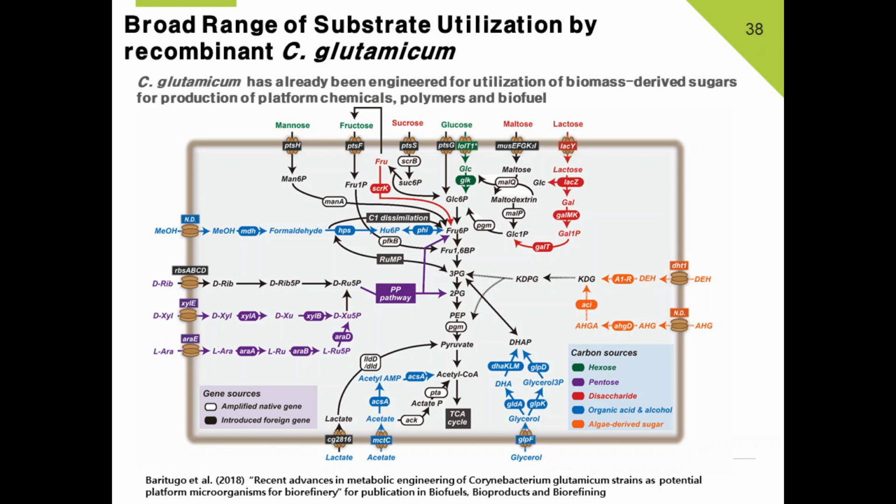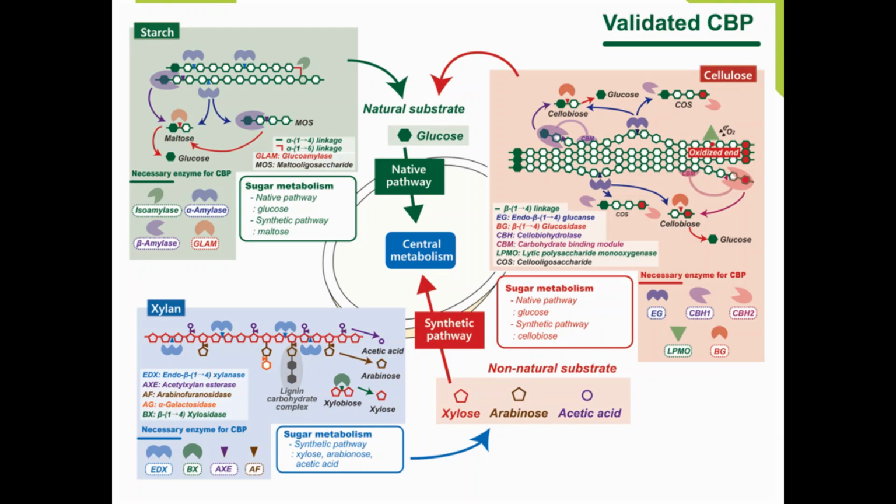Because Corynebacterium can utilize a lot of substrates, it can utilize a lot of sugars, so that's why it's good for biorefinery. It's been engineered, and there's little evidence of carbon catabolite repression in Corynebacterium, so it's capable of efficient carbon or substrate utilization.